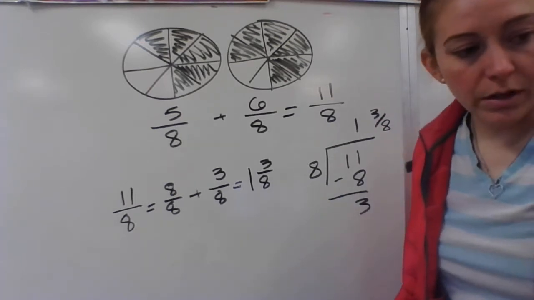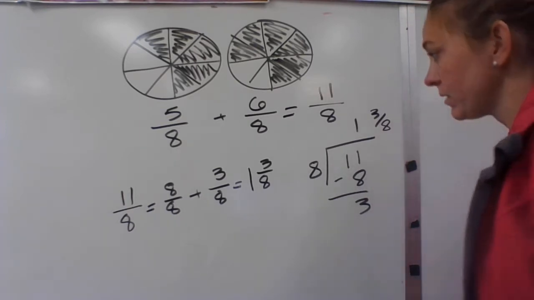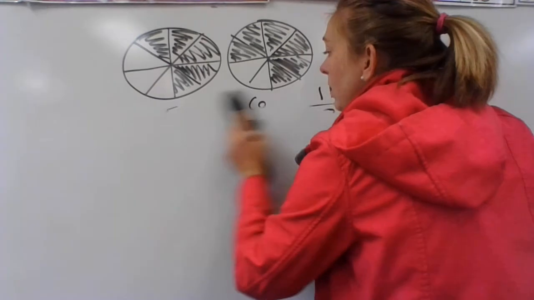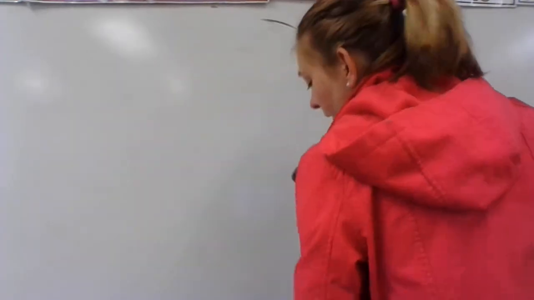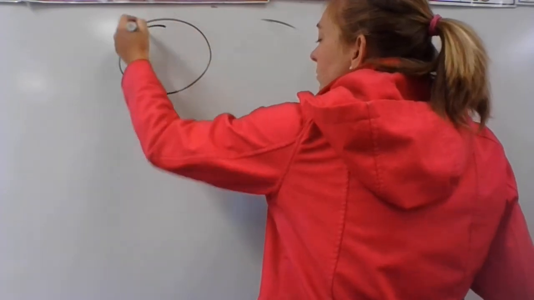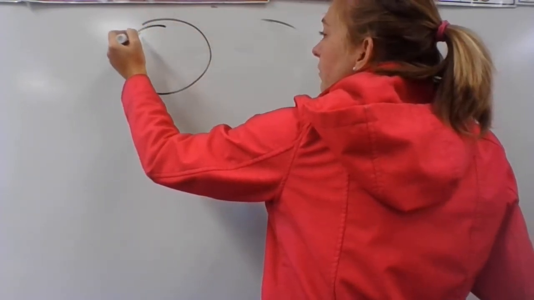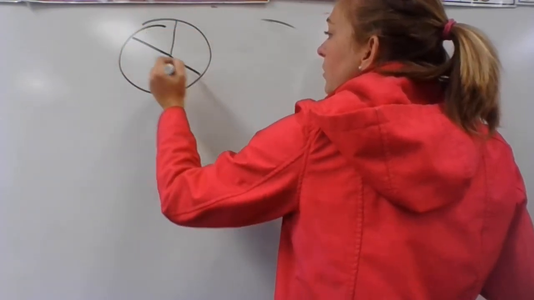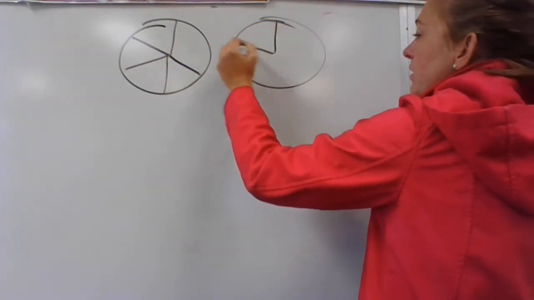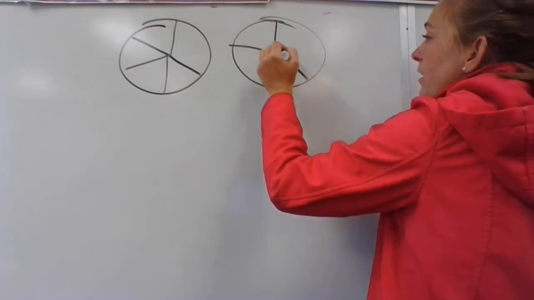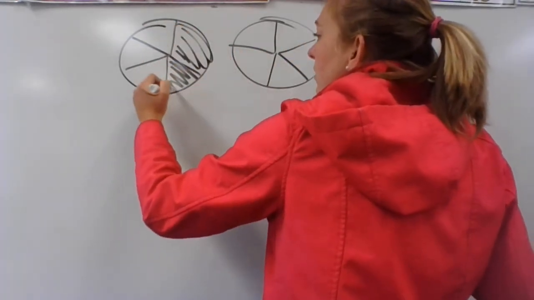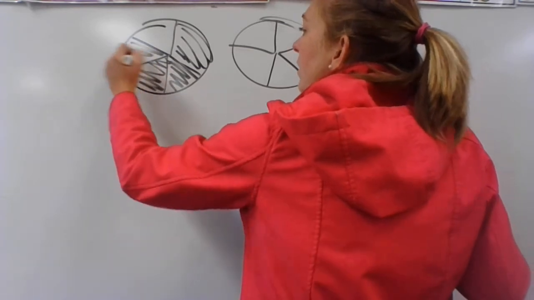We'll do one more example here if I can find my eraser. All right, so first we have to draw some pizzas. Let's see, I'll do fifths this time. 1, 2, 3, 4, 5. Not exactly even, but I'm doing my best. 1, 2, 3, 4, 5. Okay, and I'll shade 1, 3, 4.